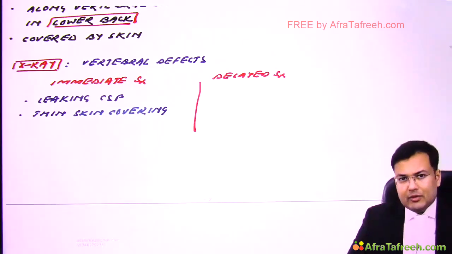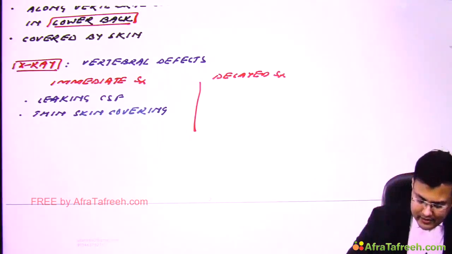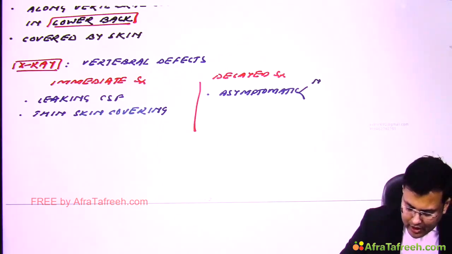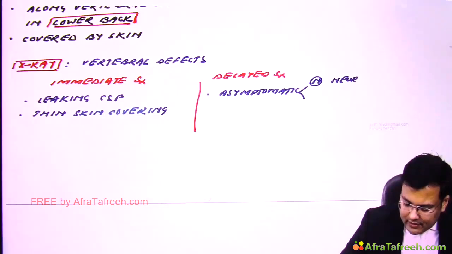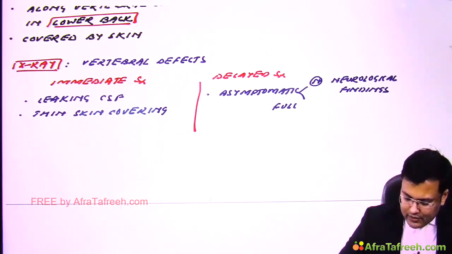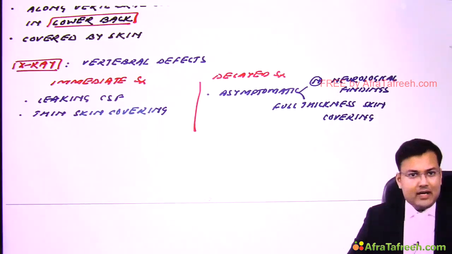And if the patient is asymptomatic with normal neurological findings and there is full thickness skin covering, then in these patients we can go for delayed surgery. So this is how we manage the patients of meningocele.